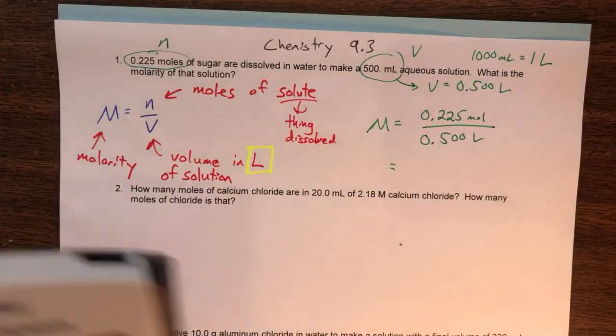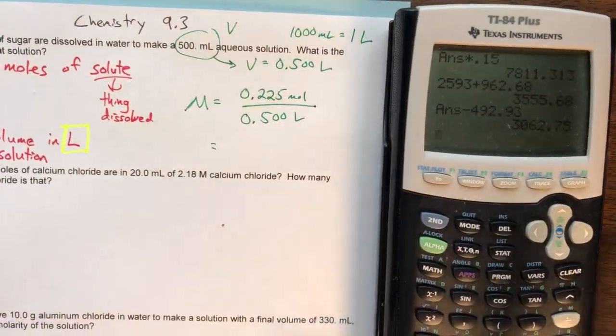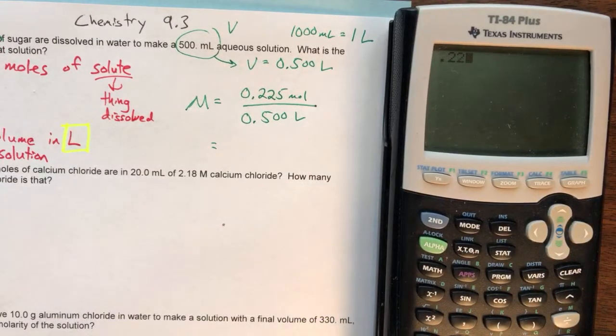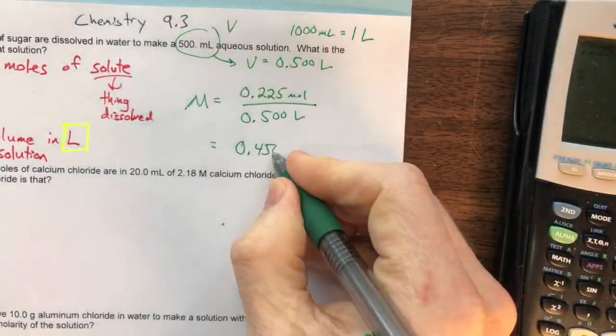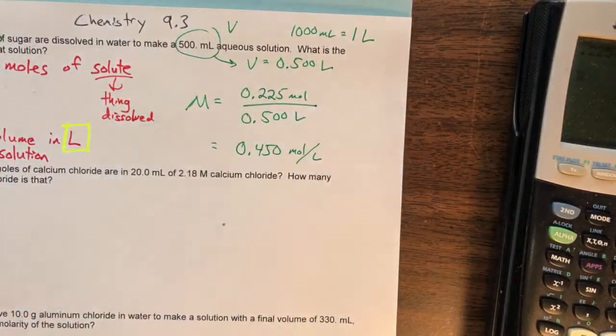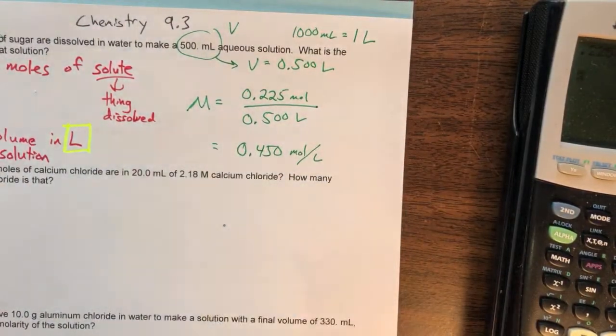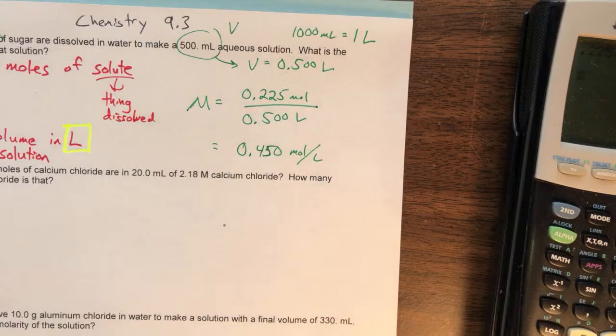So let's get the calculator over here. Here we go. 0.225 divided by 0.5, and there we go, 0.45. Okay? And our units, so this is 3 significant figures. Our units are going to be moles per liter, or we could simply use capital M. I'm going to use moles per liter as much as possible. So 0.450 moles per liter.